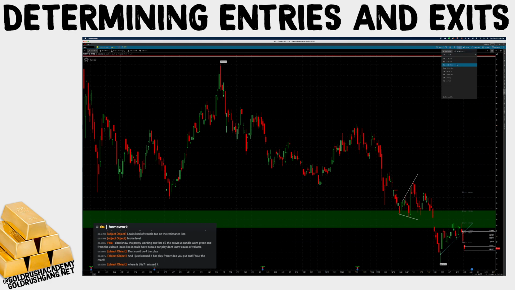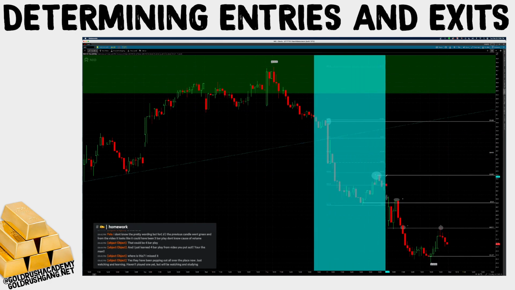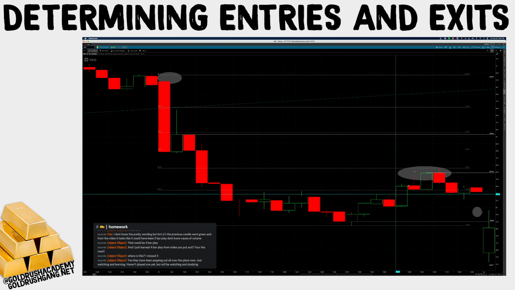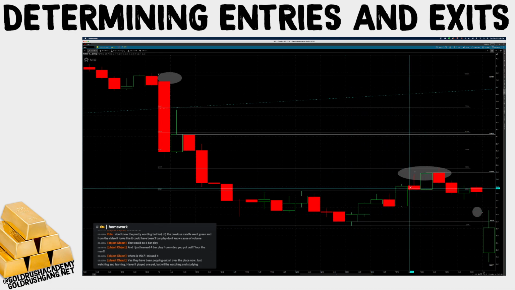Potential pivots on a smaller time frame scare me because I don't know where they're gonna go. This pivot here, going back up, making higher highs, scares me. I don't know where it's gonna go, so I would have kind of chilled.